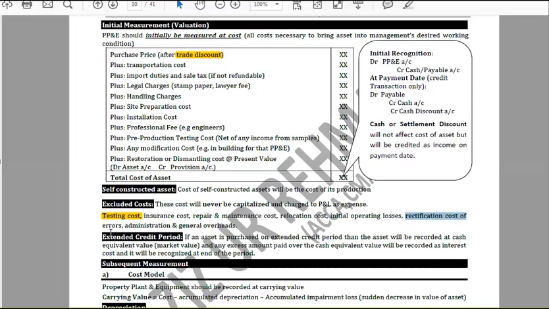A rectification cost of error. If there are any errors, then obviously rectification cost, this is a kind of repair cost. It will be recorded as an expense. Administration or general overheads. So all the overheads, as you all know, will be recorded as an expense.